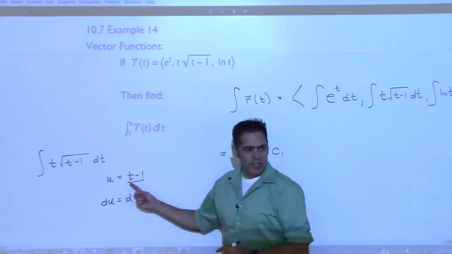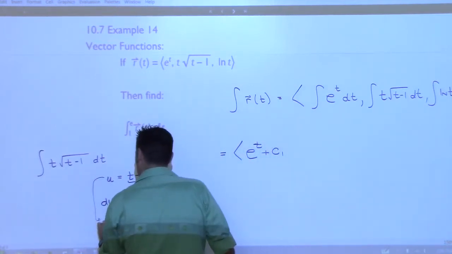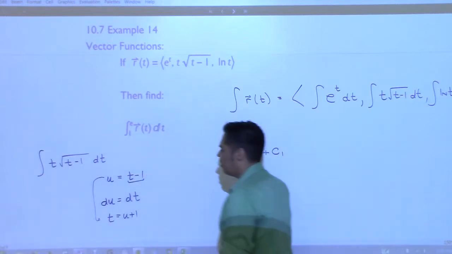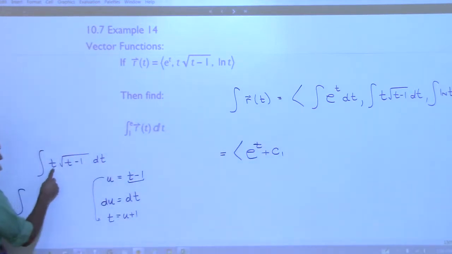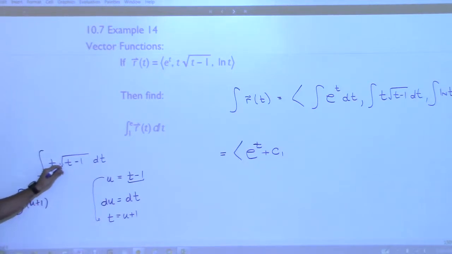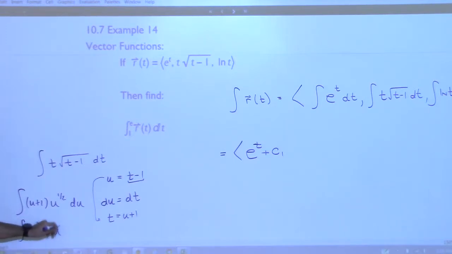And how do we do that? Yeah, just solve this equation for t. If we solve that equation for t, we get t is u plus 1. And the good part of doing it this way is that the new integral will become t, which is u plus 1, in parentheses, and then square root of u, which I'm going to write as u to the 1/2, and then dt becomes du. Now you can distribute the u through the parentheses. You'll have u to the what? 3/2, and then plus u to the 1/2, and then all of that du.